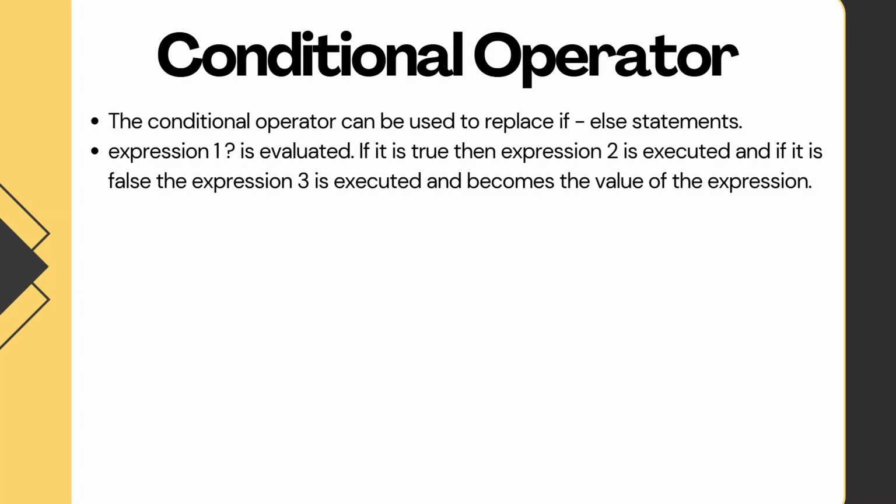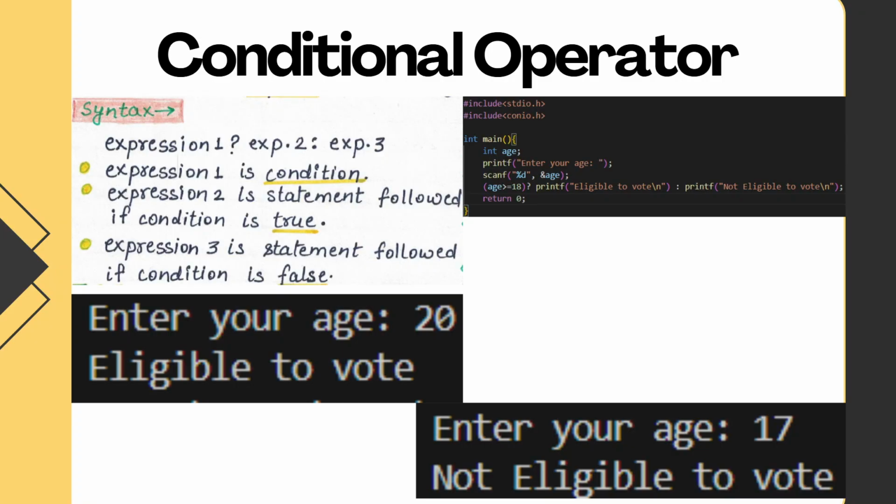Conditional operator. The conditional operator can be used to replace if-else statements. Expression 1 followed by a question mark is evaluated. If it is true, then expression 2 is executed, and if it is false, then expression 3 is executed and becomes the value of the expression. The syntax for the conditional operator is expression 1 question mark, expression 2 colon, expression 3. Expression 1 is the condition. Expression 2 is the statement followed if the condition is true. Expression 3 is the statement followed if the condition is false.